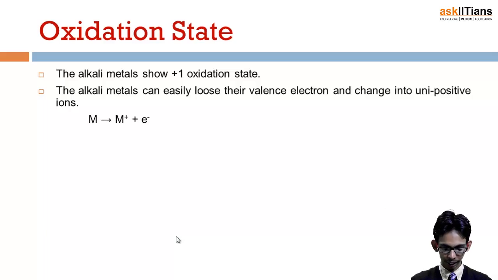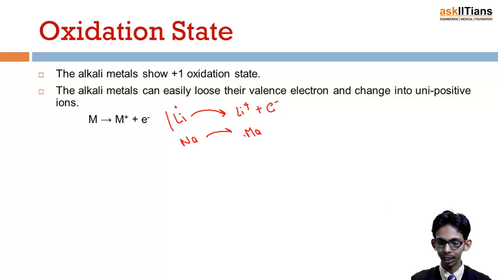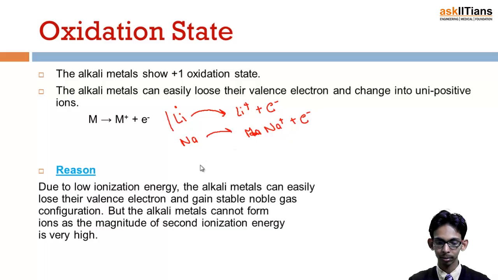And this is the way they do so. Let's say we have lithium. There is only one electron in the valence shell, so it will easily release that electron to form Li+, and one electron is released. Same is the situation with sodium. Sodium can also easily release the one and only electron present in the valence shell to form the sodium positive ion. Again, the reason is that due to low ionization energy and larger size, the alkali metals can easily lose their valence electrons and gain stable noble gas configuration.